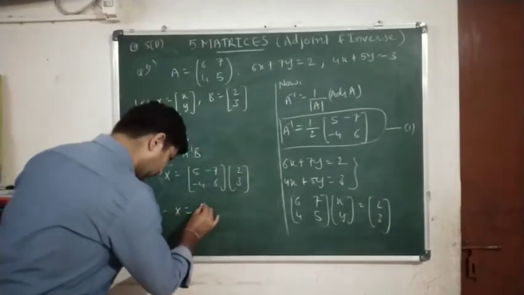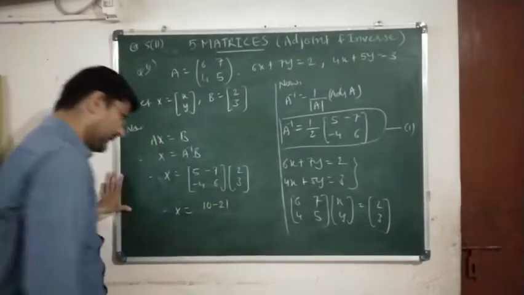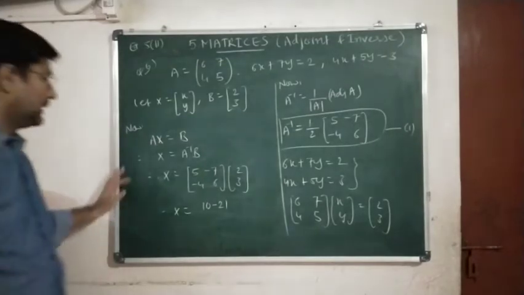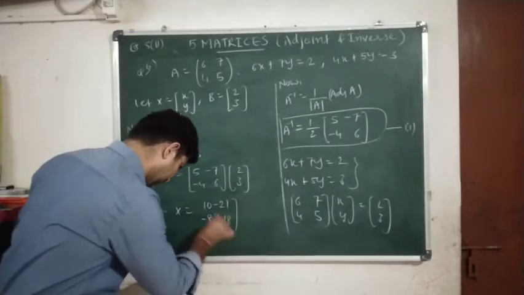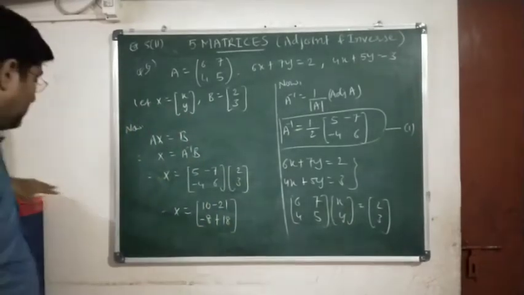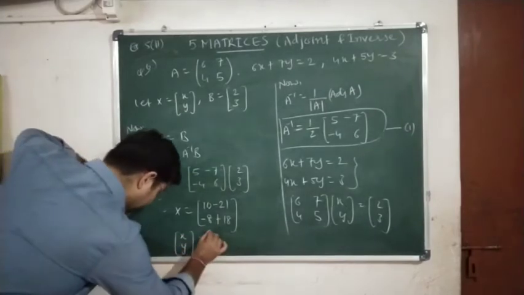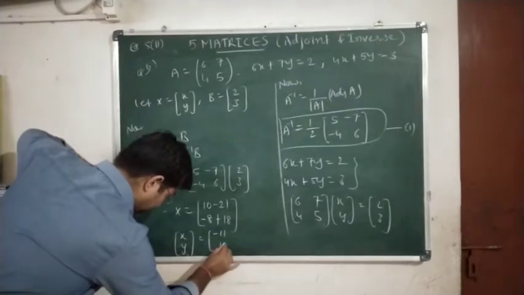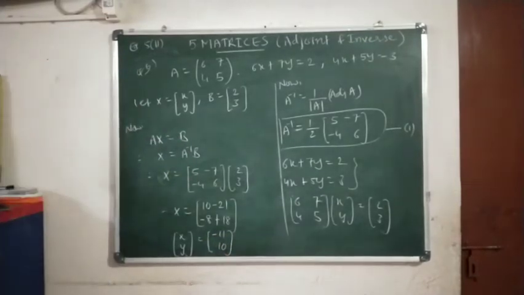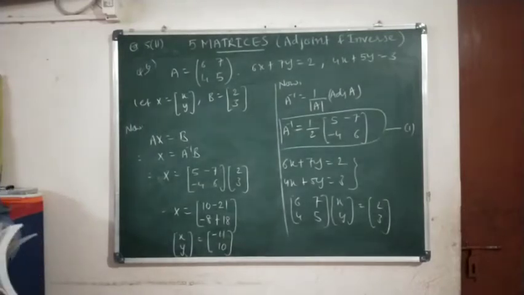Therefore X = [5 2s are 10 minus 7 3s are 21; 4 2s are minus 8 plus 6 3s are 18], and therefore X contains elements x and y. Okay, 10 minus 21 is minus 11, and 10. Yes or no? So the value of x we got to be minus 11 and the value of y is 10.